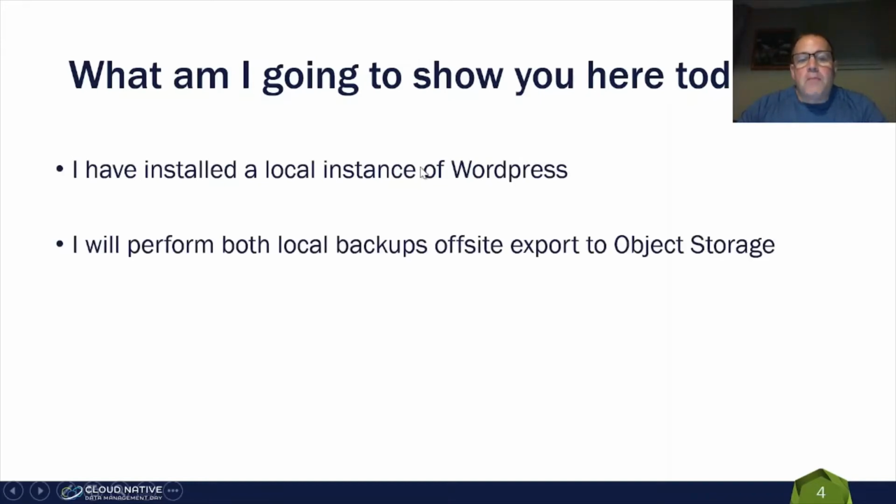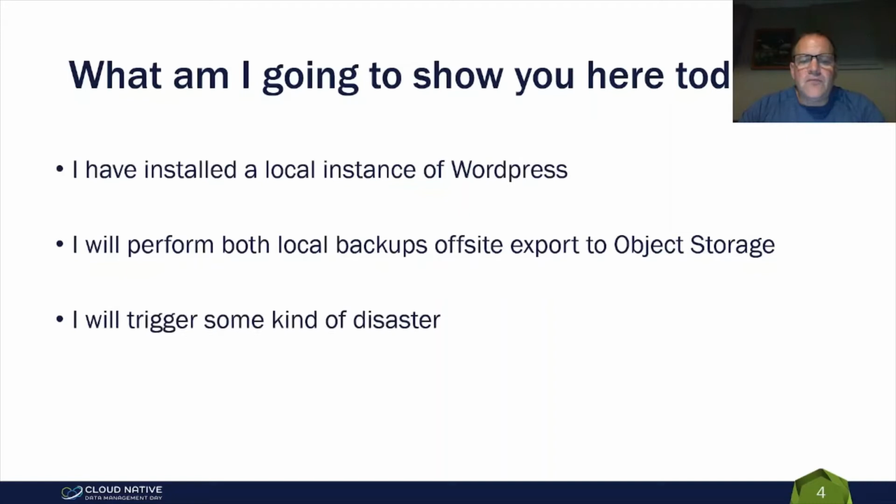I'm going to perform both local backups, and I'm also going to export those backups offsite to object storage. So I'm going to do what I just said was essential that you need to do, to have local and to have offsite to protect yourself. I'm also going to trigger some kind of disaster, and this is not going to be like blowing up my laptop or pulling the power cord and whipping it around. It'll be something simple, like I'll delete something, but it'll be a disaster. I think I've got my photo in the WordPress, so if I delete that, that'll be a disaster. Maybe I don't, I can't remember.